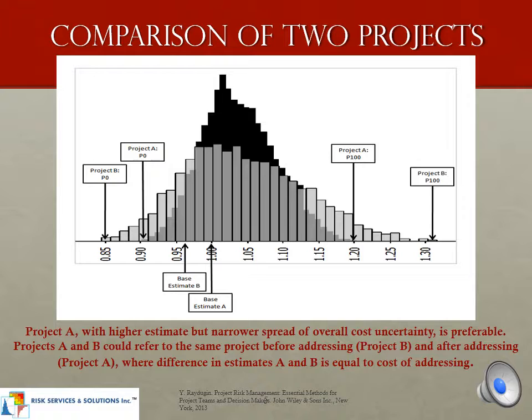Now this slide shows the comparison of two projects. A good way to look at the two and have a clear idea of the strengths and weaknesses of the two is by looking at this type of chart. You can see how this helps to make a more informed choice. Project A with higher estimate but narrow spread of overall cost uncertainty is preferable between the two.